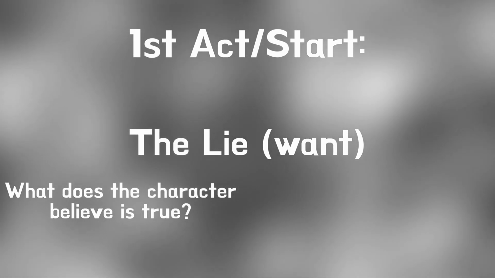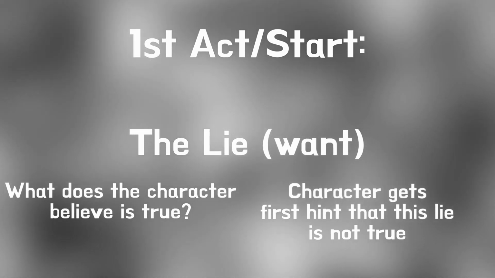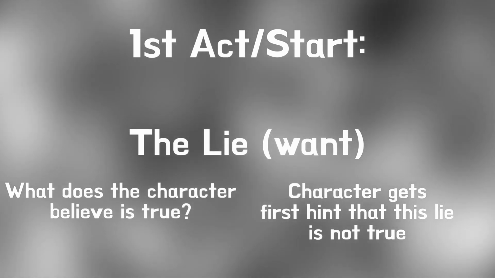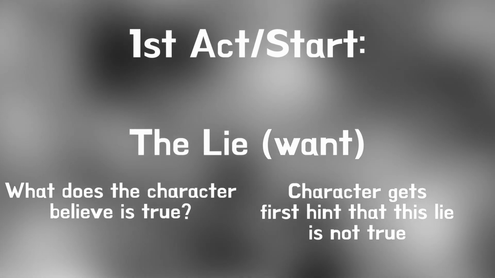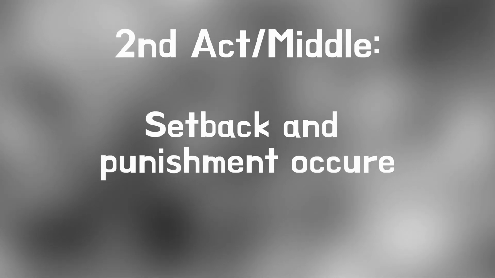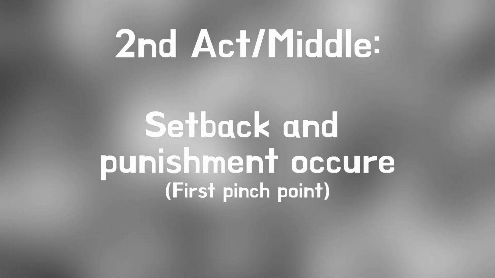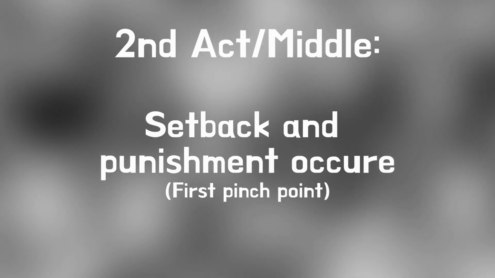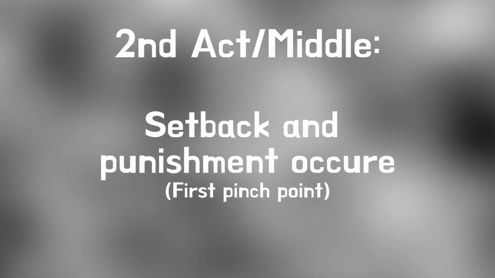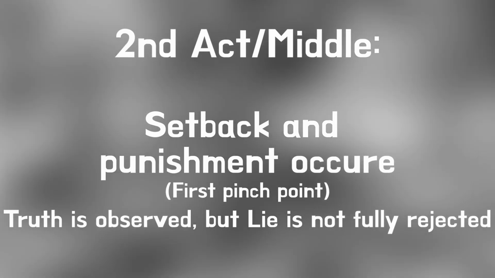And within the first act or even the first quarter of your story, your character should start to get the inclination that this lie that they believe is not true, leading them to question it and even challenge it. As we progress, our main character will likely be punished or face some sort of setback due to this lie. This will likely be the first pinch point, roughly, but also during the second act, the middle portion of your story, the character will likely see truth, but does not yet fully reject the lie that they once believed.